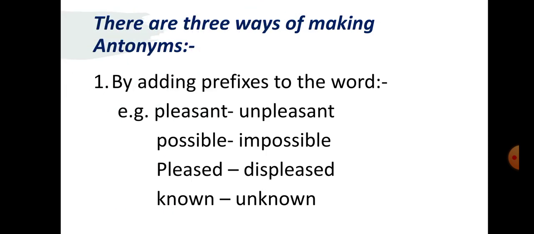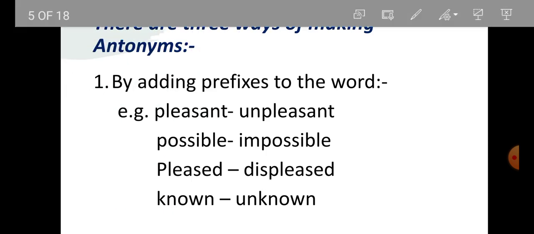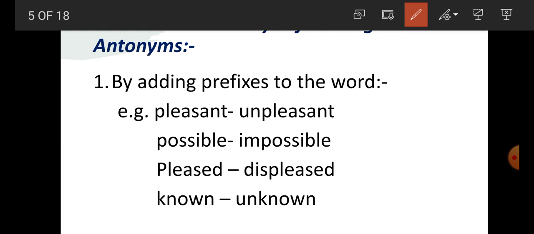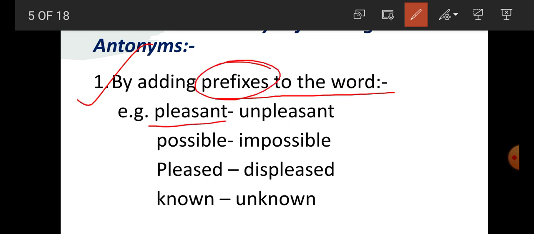Now students, there are three ways of making antonyms. So what are the three ways? Number one, by adding a prefix to the word. For example, pleasant. Students, we all know what a prefix is. Suppose un, im, dis, these are prefixes that come before the word to make a new word.